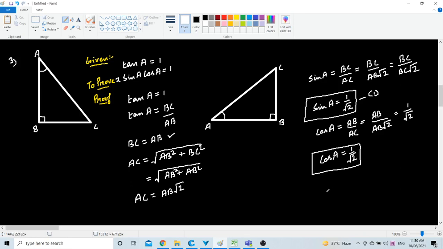Now, if you multiply sine A by cos A, sine A into cos A will be 1 upon root 2 into 1 upon root 2. Root 2 times root 2 is 2, so that is 1 upon 2, and with the factor of 2 that will be 2 upon 2, which equals 1, and this is what you have to show. Right? I hope the concept is clear now.